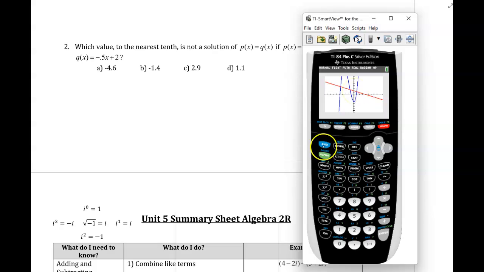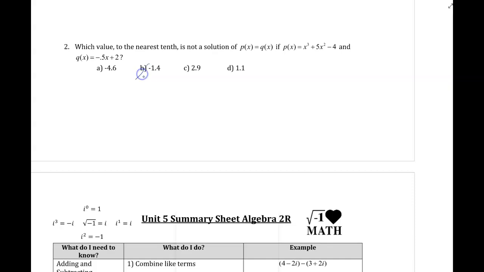So to do that, we want to calculate something, so we do second trace. I select option 5, which is intersect. I can scroll over to any of the intersections, and I hit enter 3 times. It doesn't have to be perfectly on it, but just close. Enter, enter, enter. And then you're going to look at the corresponding x value and do your proper rounding. So this value, kind of hard to see, but it would round up to negative 1.4. So it can't be that one. I'm looking at which one is not the solution.